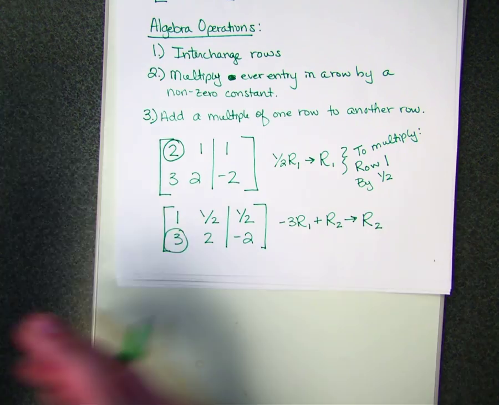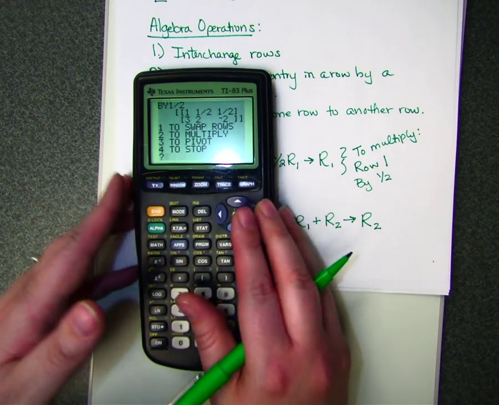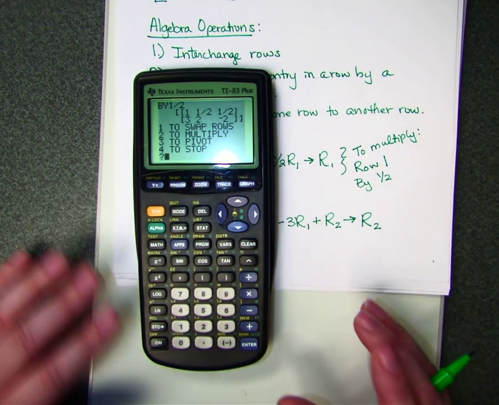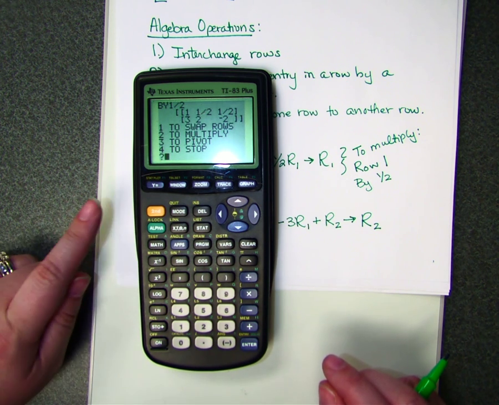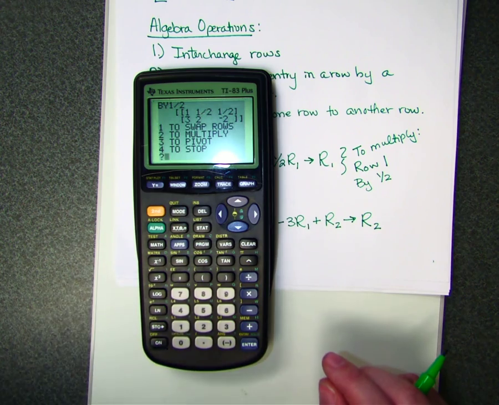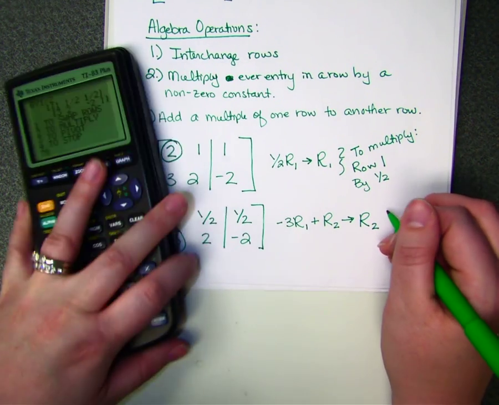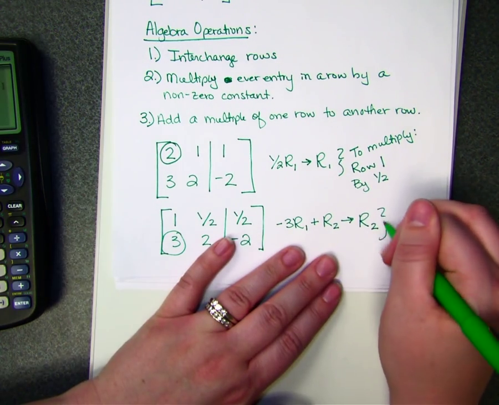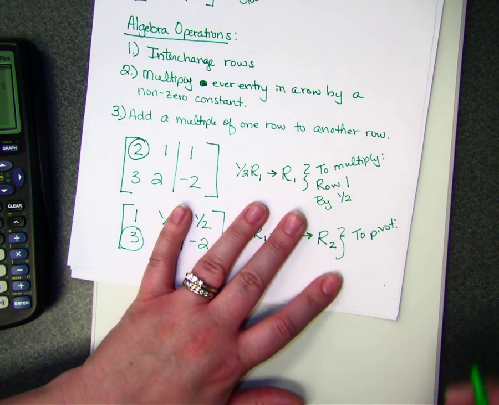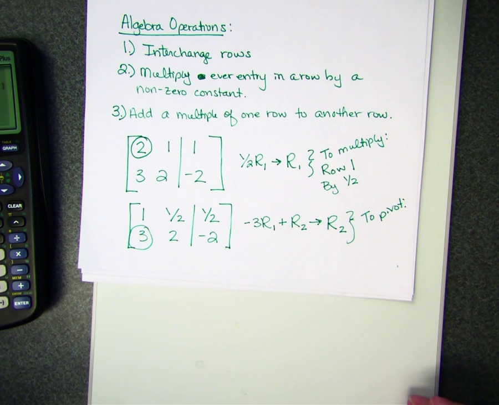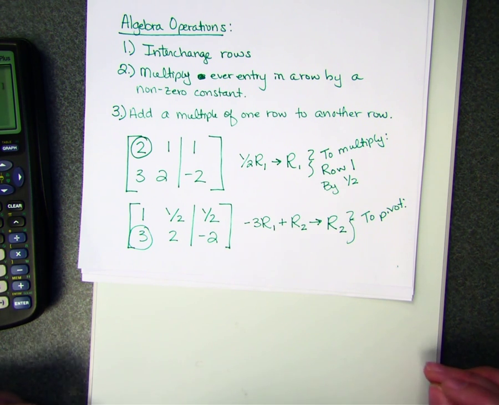If you look in your calculator, you'll notice that the option to add one row or add a multiple of one row to another row is not there. So we have to swap rows, to multiply, and finally to pivot. This operation, getting zeros, is covered in your calculator under to pivot. The thing about pivoting is you have to tell your calculator what entry you would like to leave as a 1, because it's going to turn everything else into a 0.